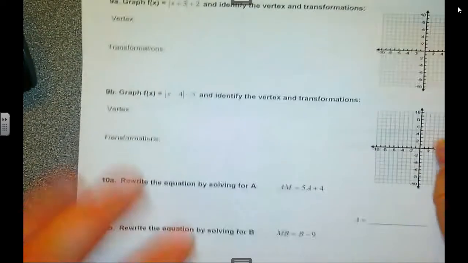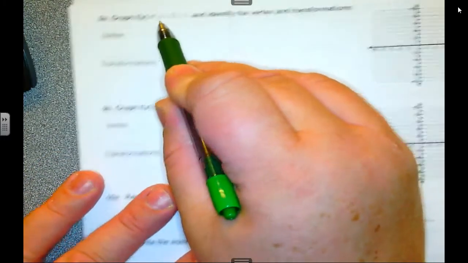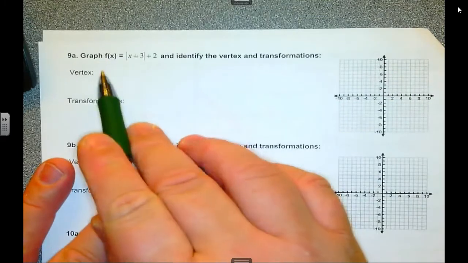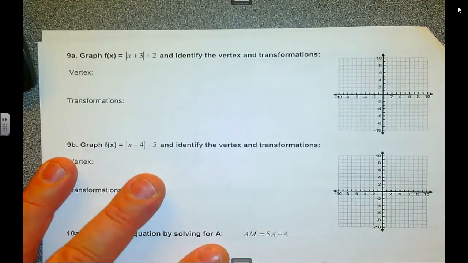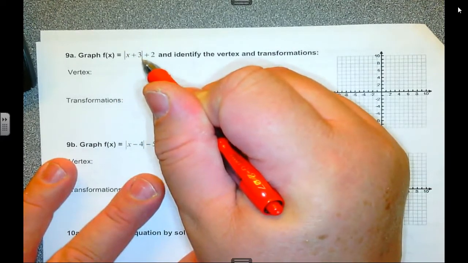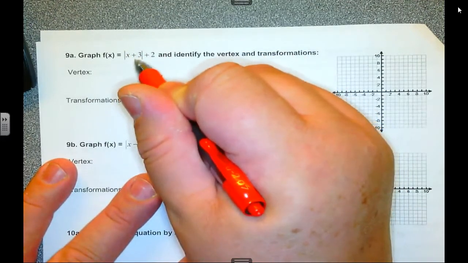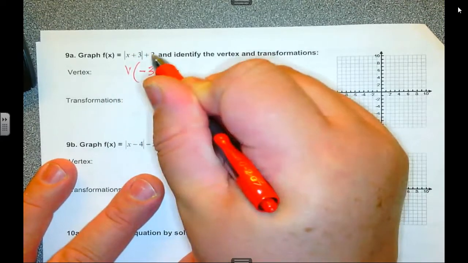Okay, number 9A. Graph. Now, whenever it says to graph something, you can always put it in a calculator. This one's easy because it's in vertex form. Here's my mathematical symbol. Whatever's inside is going to be the opposite. Whatever's outside is the same.